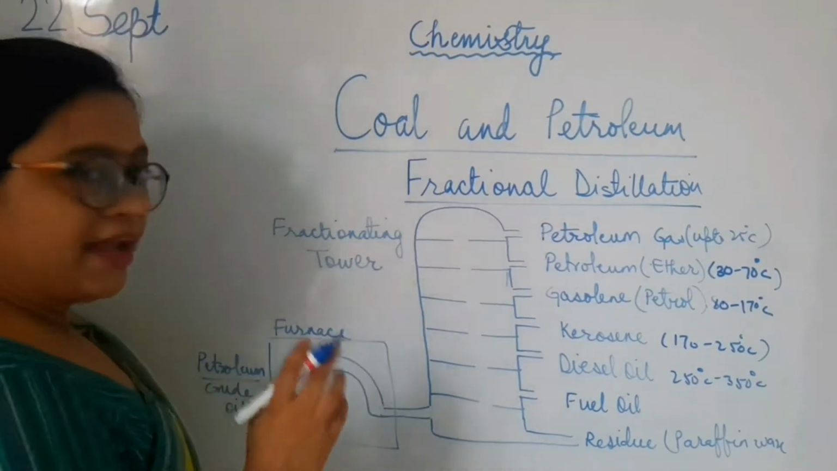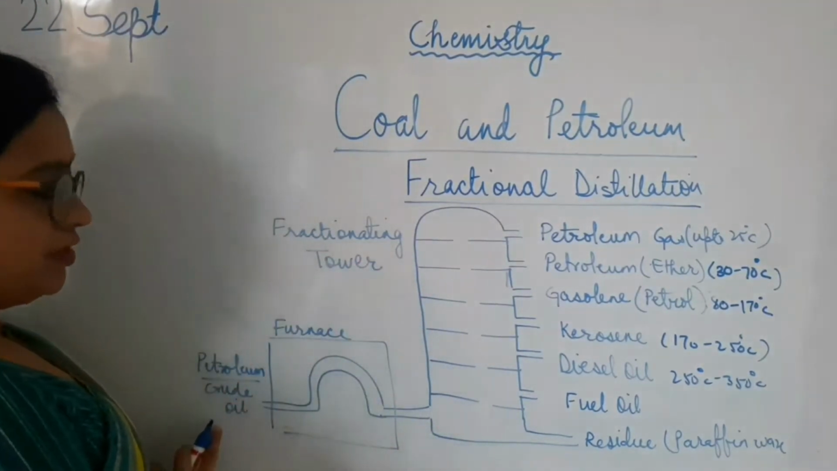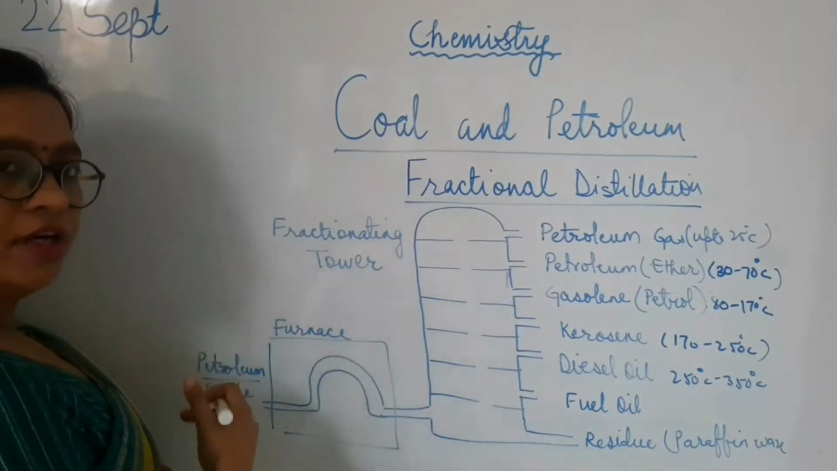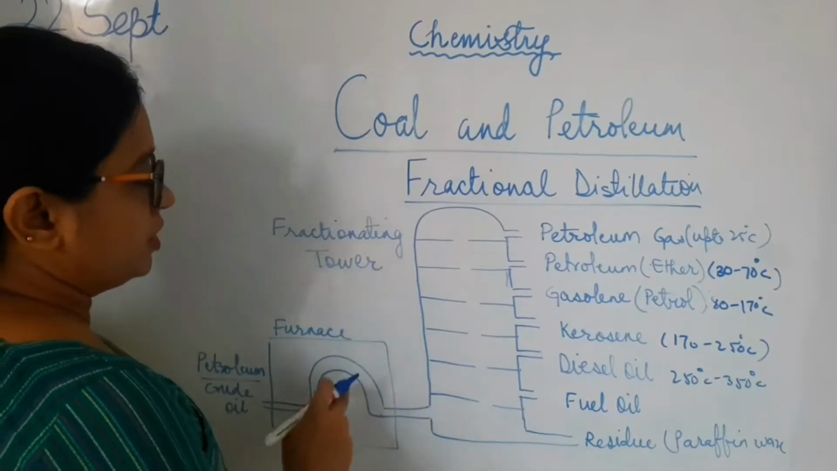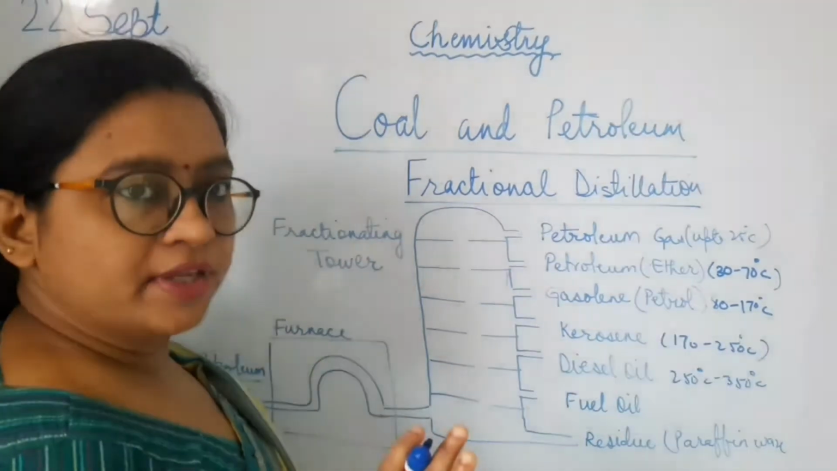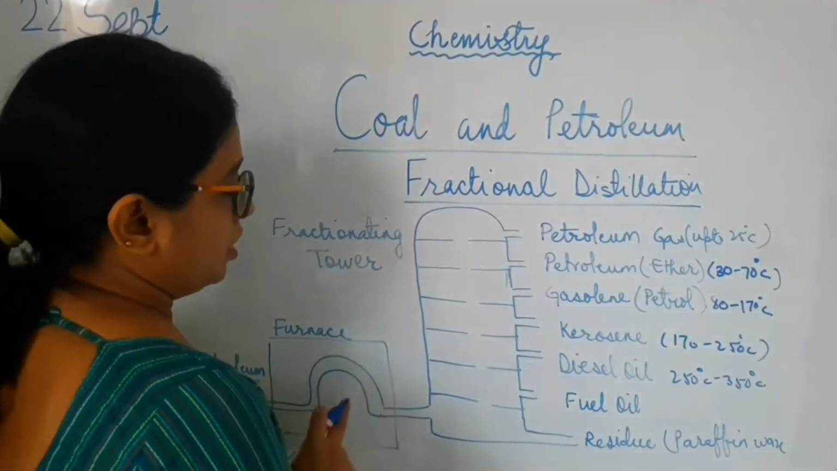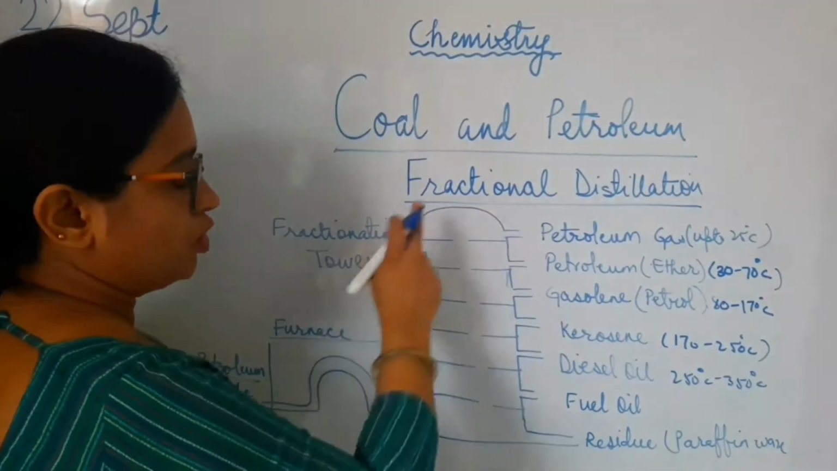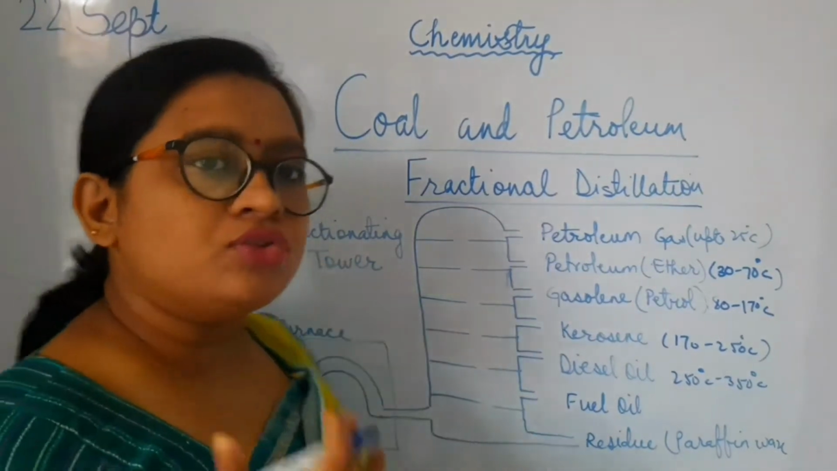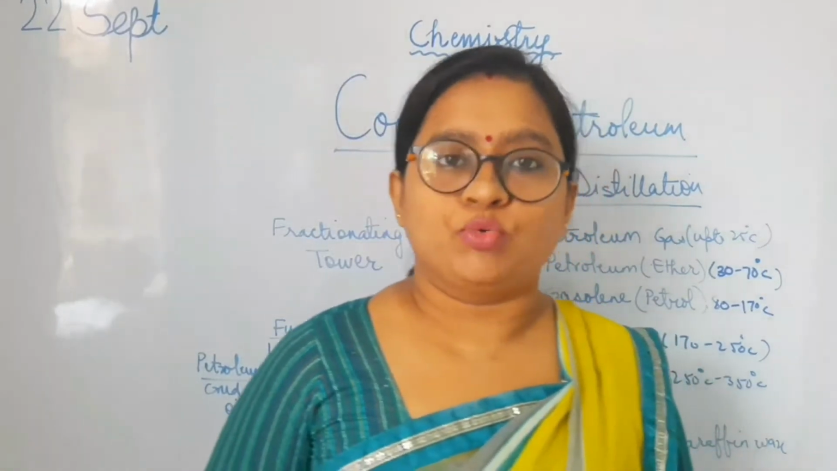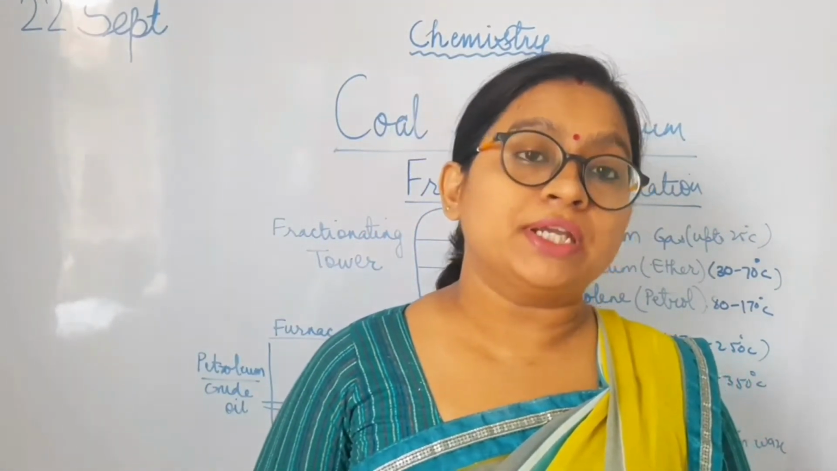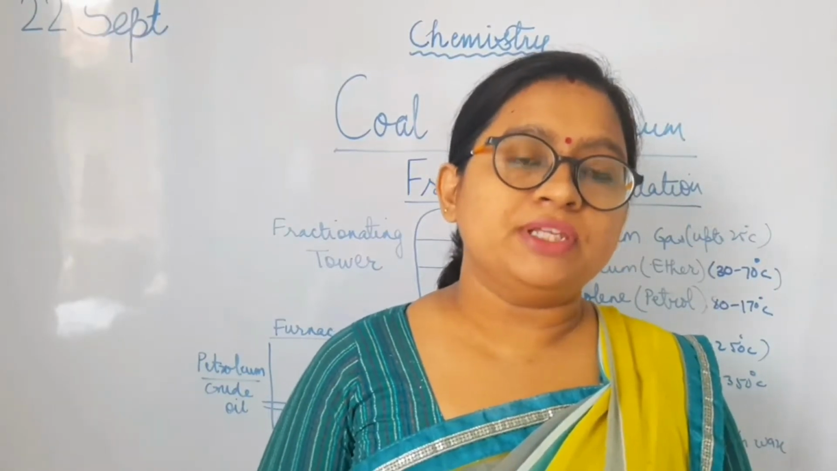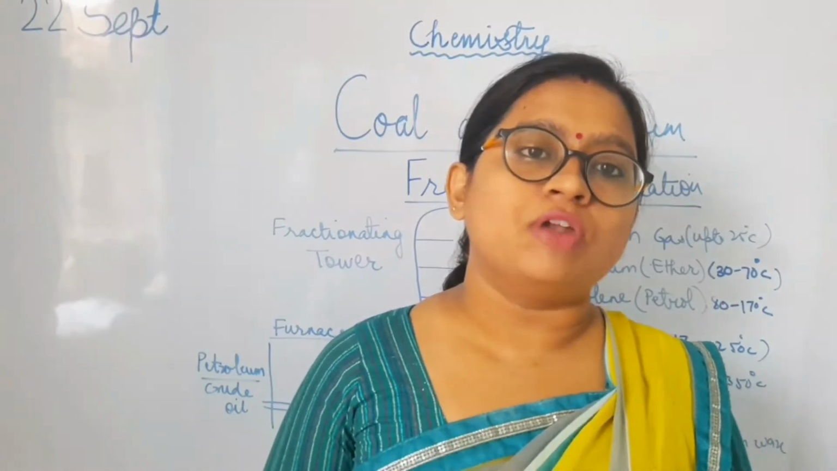So what is happening? The petroleum, which is crude oil, which we have drilled out of the earth, is sent through this pipe into the furnace, which is at 400 degrees Celsius, and then goes to the fractionating column. Now lots of components are mixed into the petroleum, but it is a miscible mixture. Miscible means which can dissolve easily.